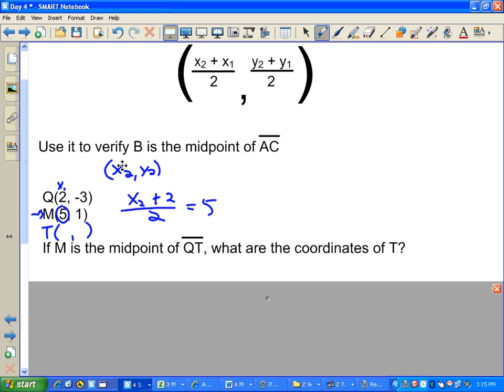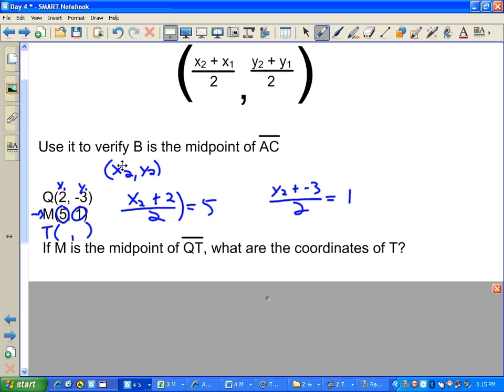If I take my y1 from over here, y1 being -3, add it to my y2 that I don't know, and divide by 2, that should equal the y-coordinate from my midpoint, which is 1. Now I've got two equations I can solve, which will help me find what the missing endpoint is.